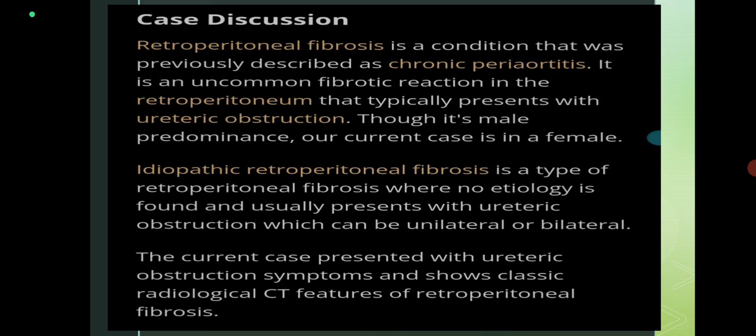Idiopathic retroperitoneal fibrosis is a subtype of retroperitoneal fibrosis. In idiopathic, we can't define any cause. And usually, the patient presents with ureteric obstruction, either bilateral or unilateral. Our case came with ureteric obstruction symptoms, and our CT shows the classic radiological findings.